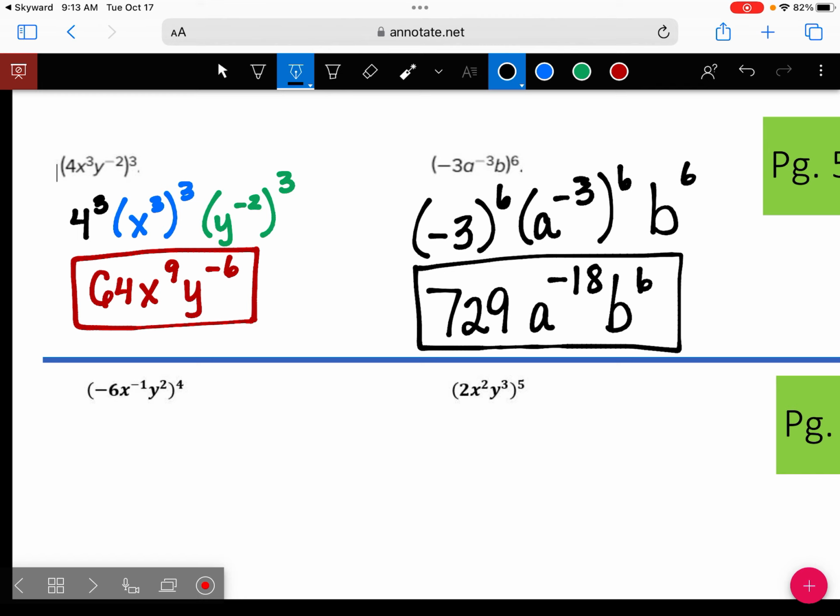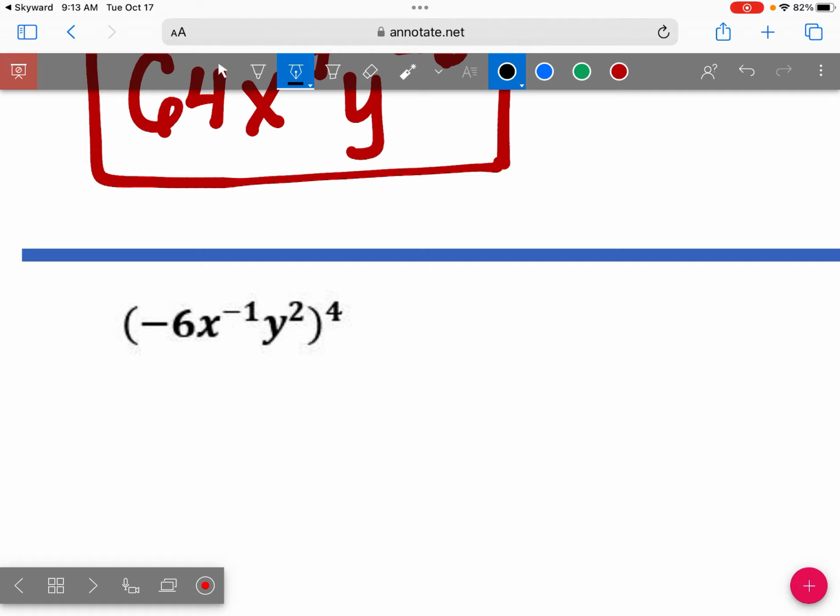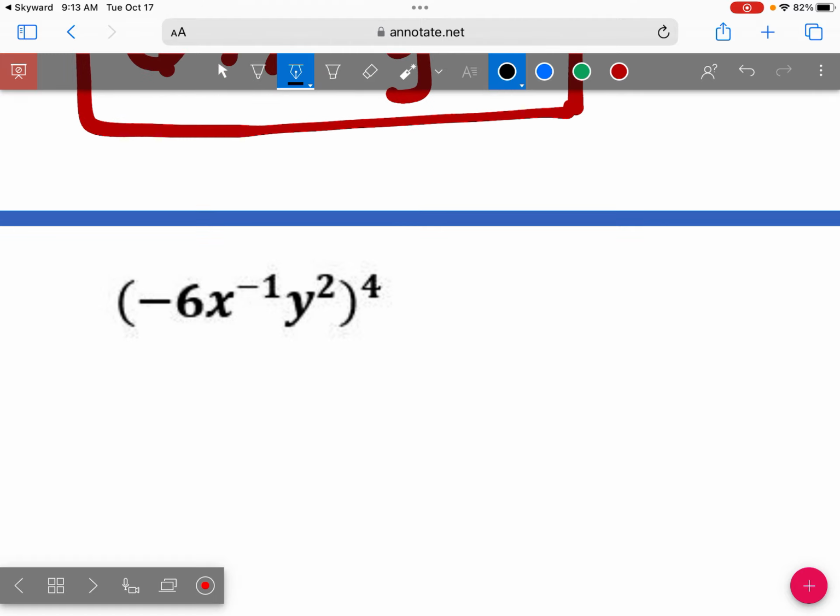All right, go ahead and go to the next page and try to do this next one all by yourself. Everything is to the power of 4.